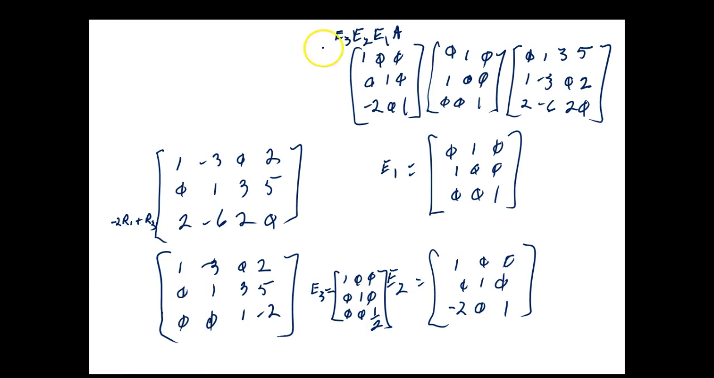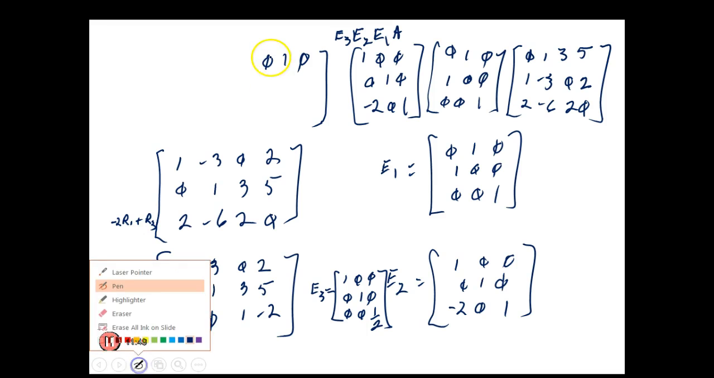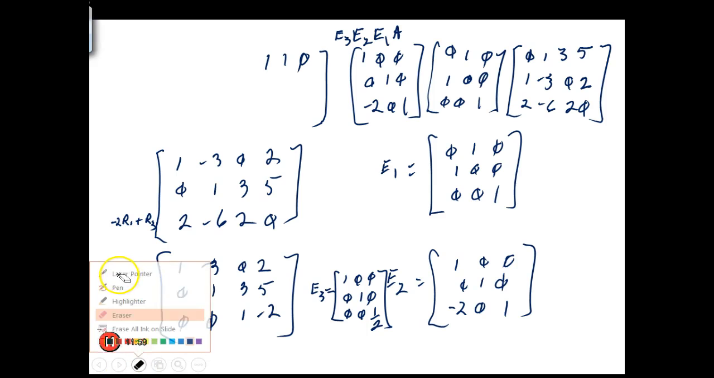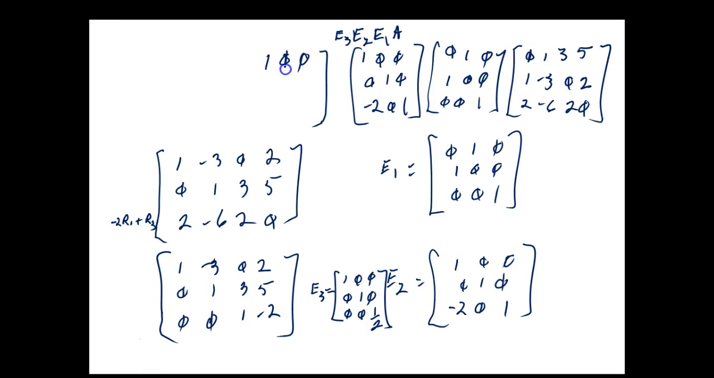I'm trying to figure out the logistics here. 0, 1, 0. Oops, this is E3. I've already done that. Okay, let me go back. Sometimes it takes and sometimes it doesn't. Okay. 1, 0, 0, 0, 1, 0, 0, 0, 1/2. Okay, that's what we're going to be doing.